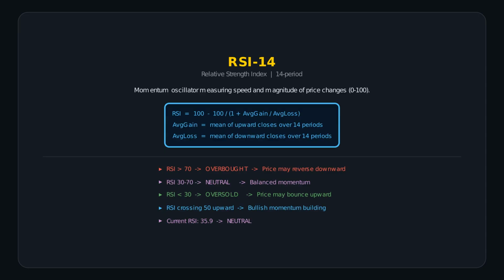A correction may come. Below 30, the stock is oversold. It has fallen too fast. A bounce may come. Between 30 and 70, neutral. The market is balanced. When RSI crosses the 50 level upward, it signals strengthening bullish momentum.